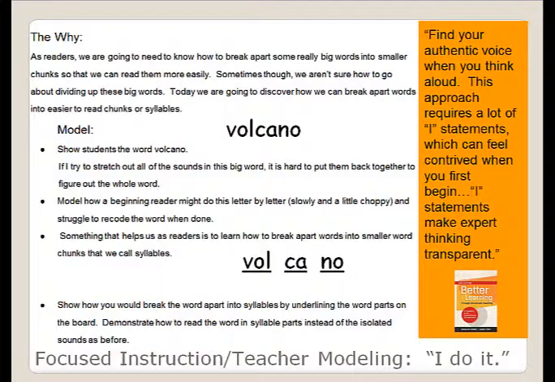Model this work by showing students the word volcano. If I try to stretch out all the sounds in this big word, it is hard to put them back together to figure out the whole word. Model how a beginning reader might do this letter by letter, slowly and a little choppy, and struggle to recode the word when done. Something that helps us as readers is to learn how to break apart words into smaller word chunks that we call syllables. Show how you would break the word apart into syllables by underlining the word parts on the board. Demonstrate how to read the word in syllable parts instead of the isolated sounds as before.